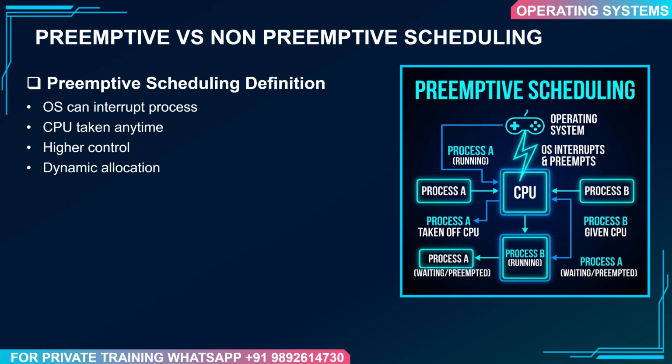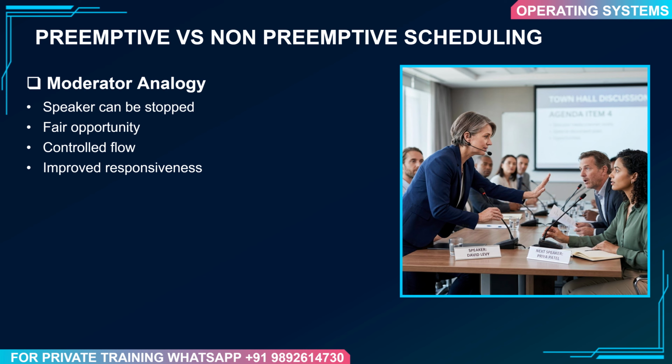Now let's shift to preemptive scheduling. Here, the operating system has more control. It can interrupt a running process and take the CPU away, even if that process is not finished. Going back to the meeting example, this is like a moderator who can stop a speaker midway and give someone else a chance. It may sound strict, but it keeps things fair and responsive.